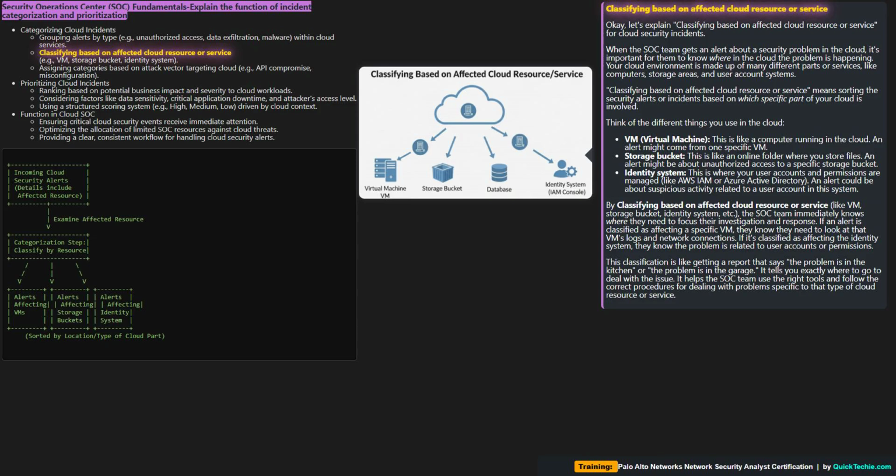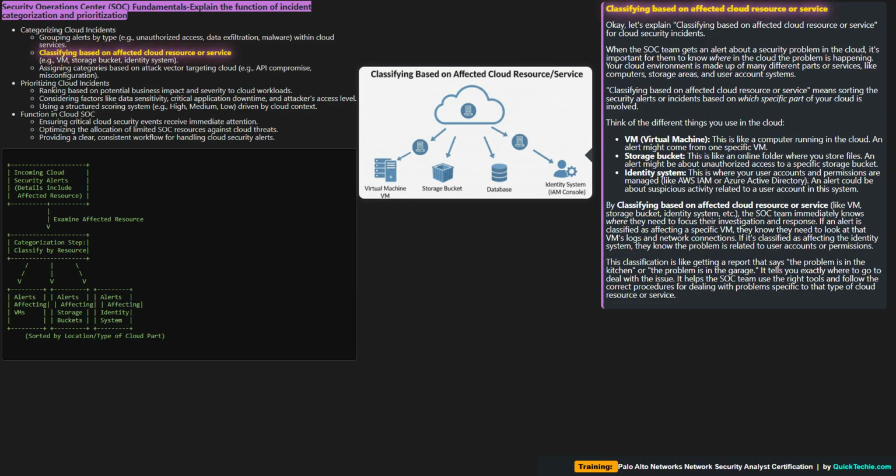Okay, let's explain classifying based on affected cloud resource or service for cloud security incidents. When the SOC team gets an alert about a security problem in the cloud, it's important for them to know where in the cloud the problem is happening. Your cloud environment is made up of many different parts or services, like computers, storage areas, and user account systems. Classifying based on affected cloud resource or service means sorting the security alerts or incidents based on which specific part of your cloud is involved.